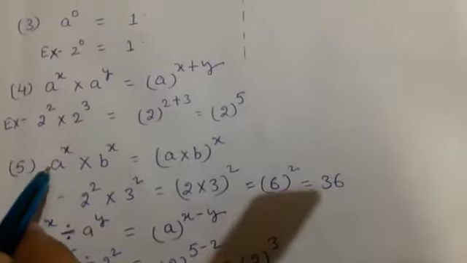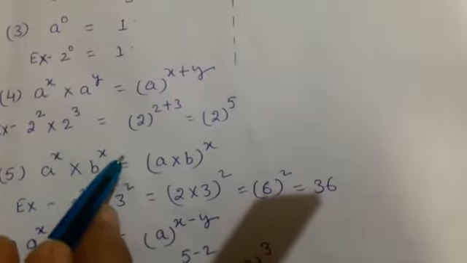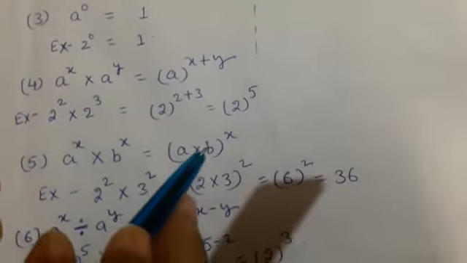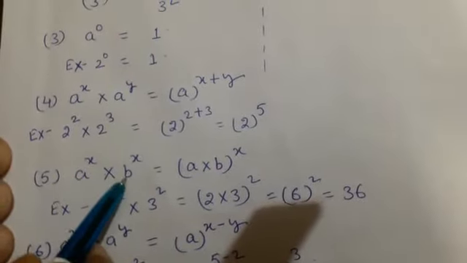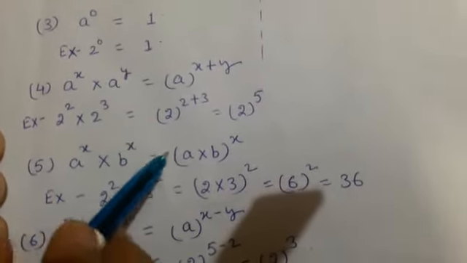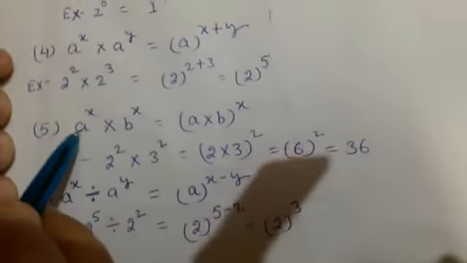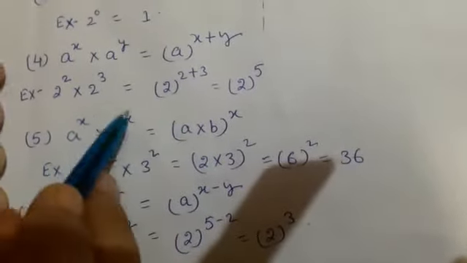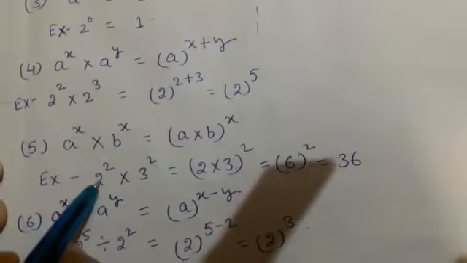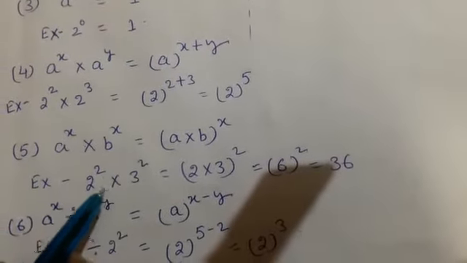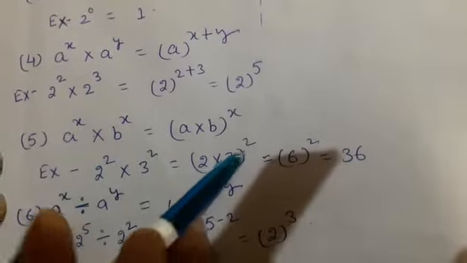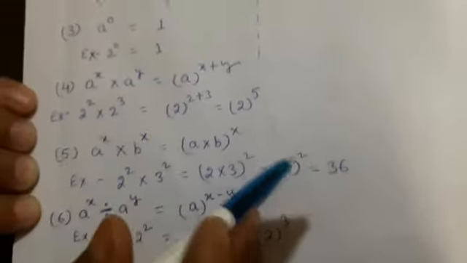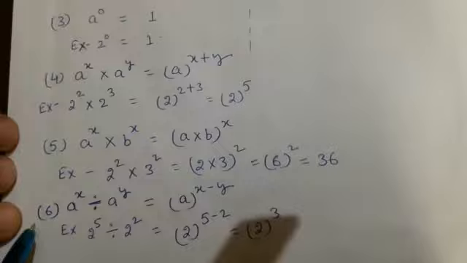Fifth law is a power x into b power x is equal to a into b power x. In this law, the bases are different and powers are same. In case of multiplication, we will multiply their bases and take the power as common. For example, 2 power 2 into 3 power 2. Here bases are different, so 2 into 3 and power taken as common 2. So it will be 6 power 2, that is equal to 36.